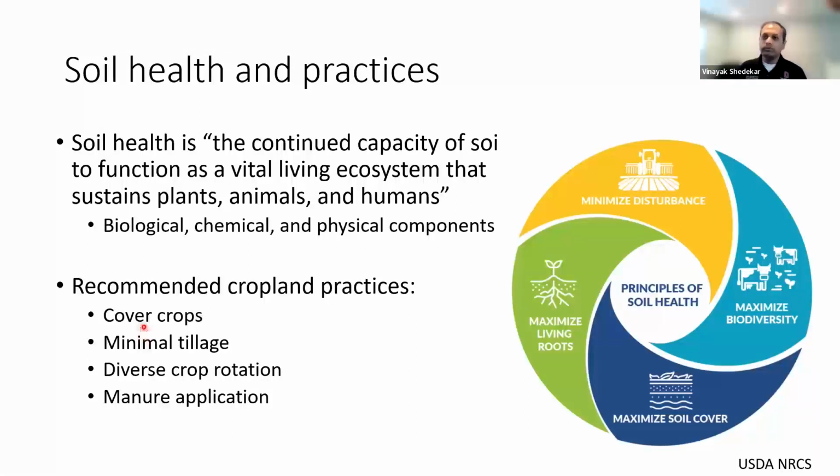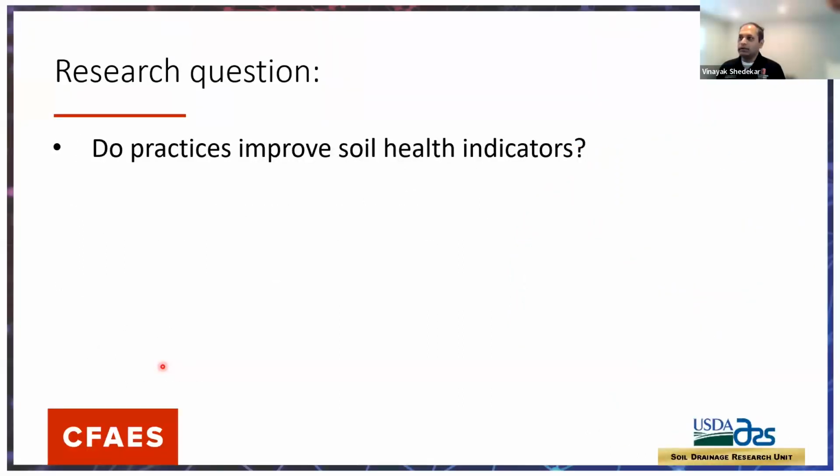Some of the practices that may help you achieve those principles are cover crop, minimal tillage or no-till, diverse crop rotation, manure application. Together, what they do is bring in a lot of biomass into the systems and minimize that soil disturbance. So we have a lot of research that focuses on how these particular practices directly affect soil quality or soil health. We're taking one step further and also looking at how the improvement might relate to water quality.